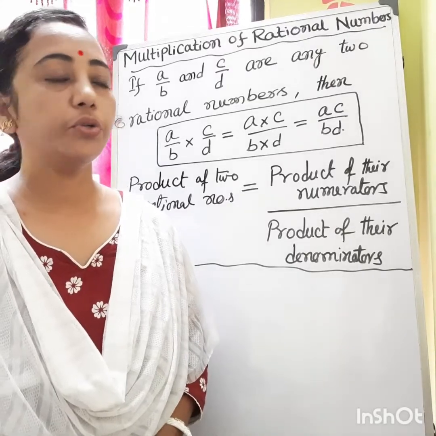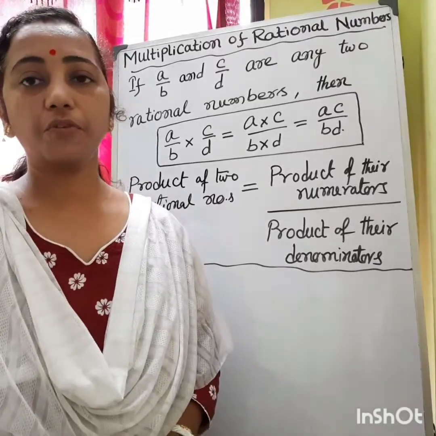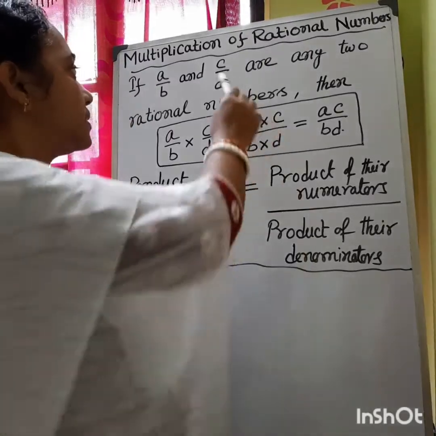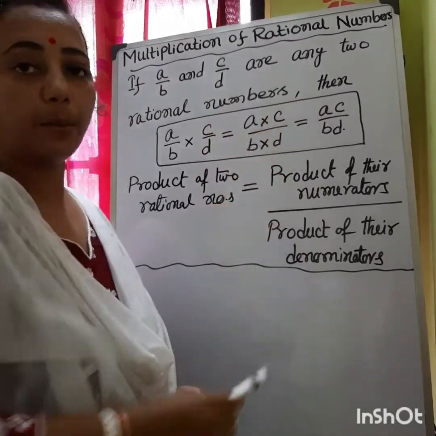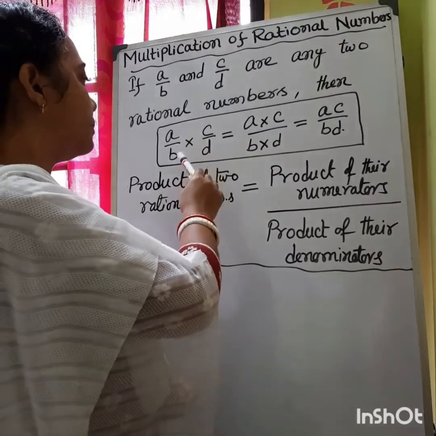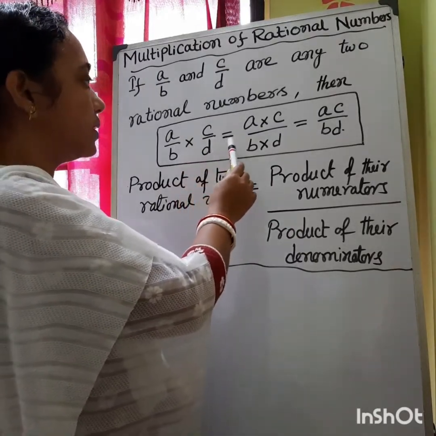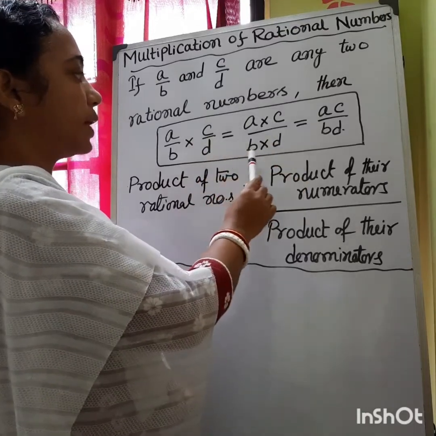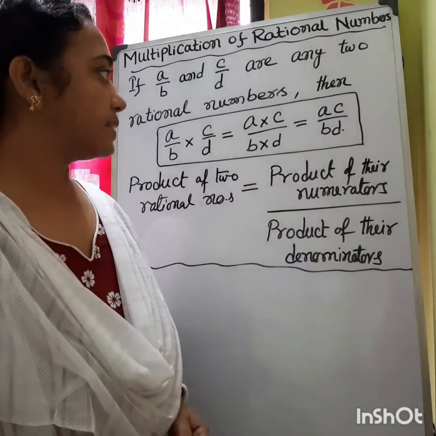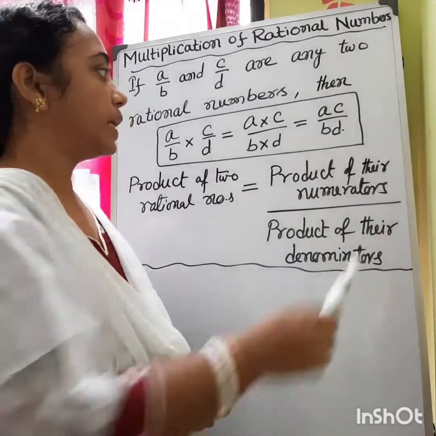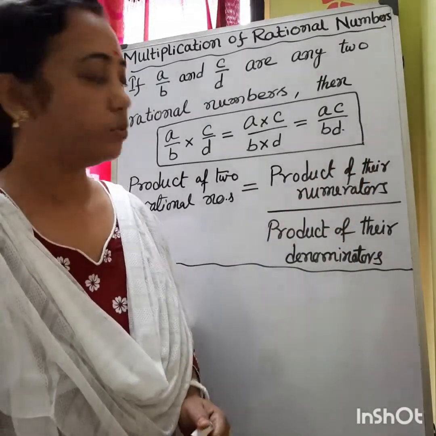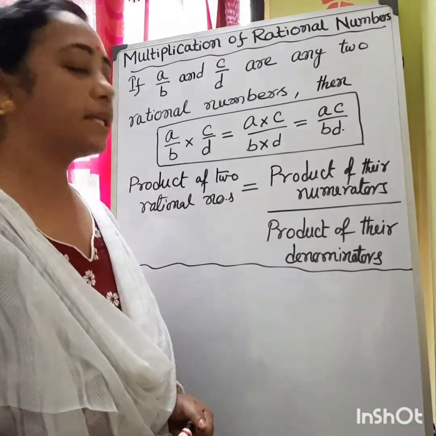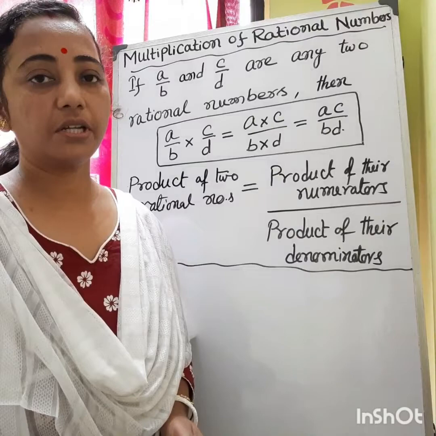Today in this video, we will learn about multiplication of rational numbers. Now suppose a by b and c by d are any two rational numbers. Then a by b multiplied by c by d is equal to a multiplied by c divided by b multiplied by d, which can be written as ac by bd, where the condition is that bd is not equal to 0, because b and d are both not equal to 0, since a by b and c by d are both rational numbers.